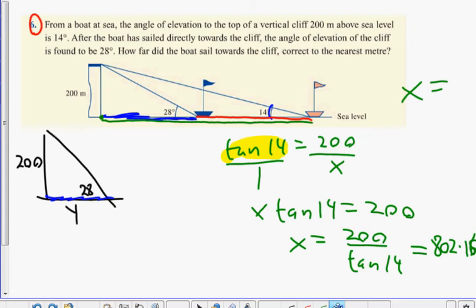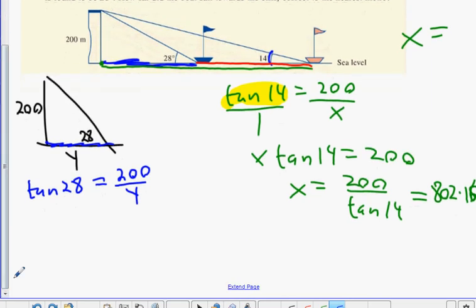Sine, cos, or tan? Tan 28 equals opposite over adjacent. 200 over y. You're trying to find out what y is first. If you bring the 200 under, you're going to be left with 1 over y on the right hand side. May I suggest you bring the y up? So you get y tan 28 equals 200.